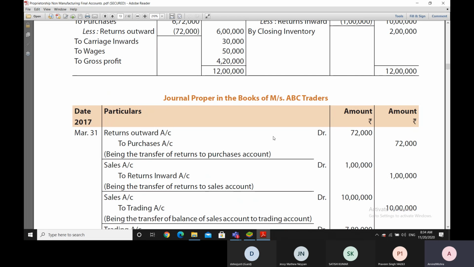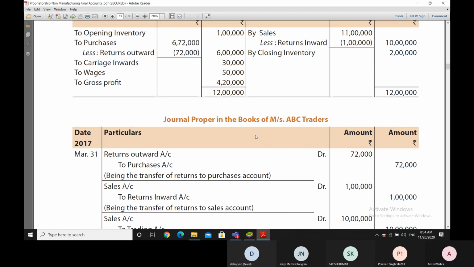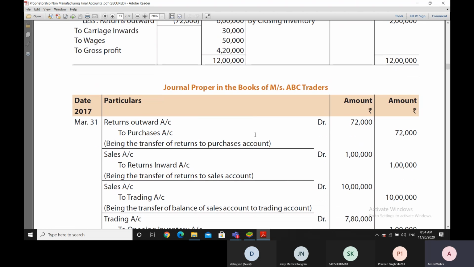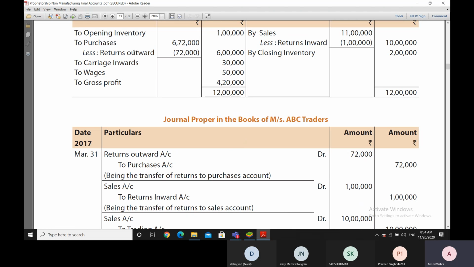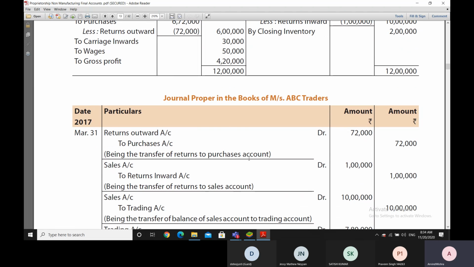Now let us see the journal entries. These are the closing journal entries. So how these closing journal entries are being made? As we have seen that from the purchase, the return outward have to be reduced. So for that, if we are not reducing here, we straight away reduce it in the purchase account itself. In that case, straight away the balance of the purchase account can be taken to the trading account.